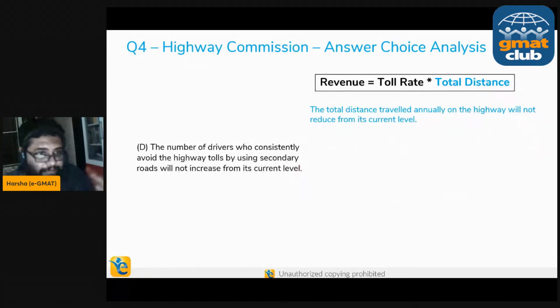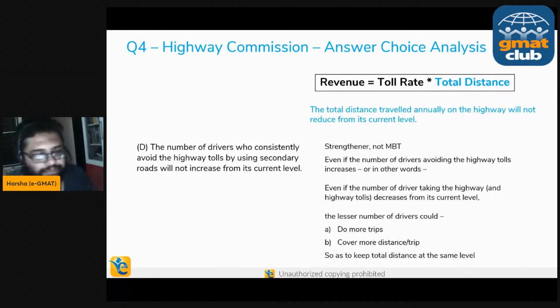Option D was actually one of the popular choices in this set. Again, without getting into the math, the logic is the same. Wonderful strengthener, and you have to be careful in analysis. Number of drivers avoiding the highways will not increase. So if you negate option D, the negation of not increase is increase. So even if the number of drivers avoiding the highway increases from its current level, what does that translate to? If the number of people avoiding the highway is increasing, that means the number of drivers taking the highway decreases.